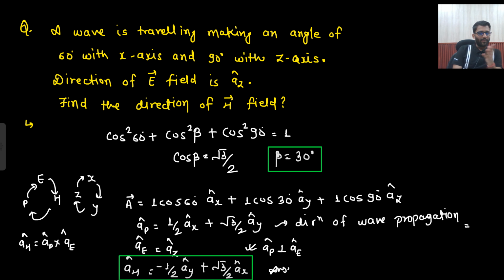So the direction of wave propagation we got to know, then we got to know the aE direction, then aH is equal to aP cross aE. From there, aX cross aZ, X cross Z would give me minus aY, and Y cross Z would give me X. So aX cap. So this is the answer.